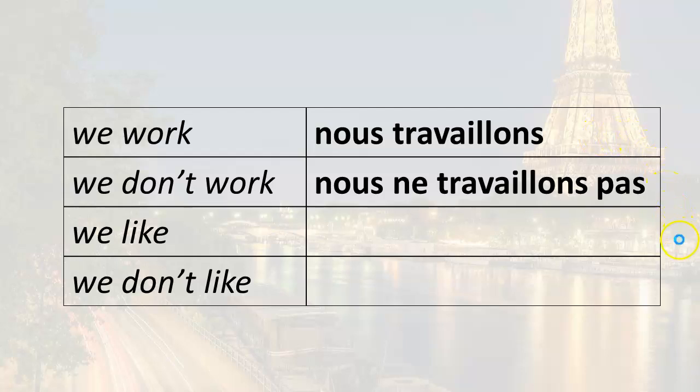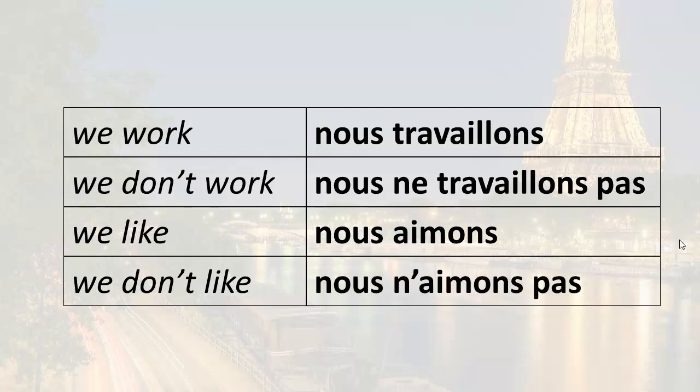We like. Nous aimons. We don't like. Nous n'aimons pas. Remember that if the conjugated form begins with a vowel, use n apostrophe instead of ne. So we have nous n'aimons pas. Nous aimons. Nous n'aimons pas. Again, notice the ne pas wrapped around the conjugated form of the verb, or the n apostrophe pas.